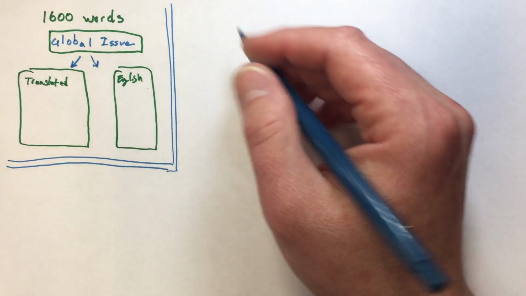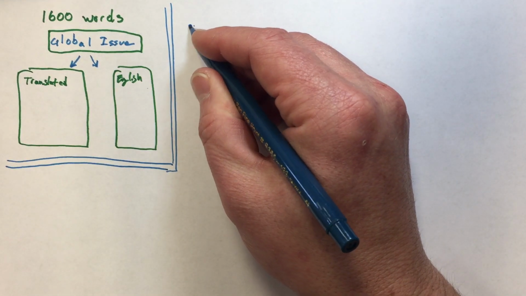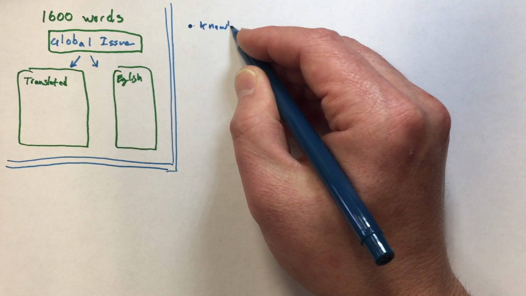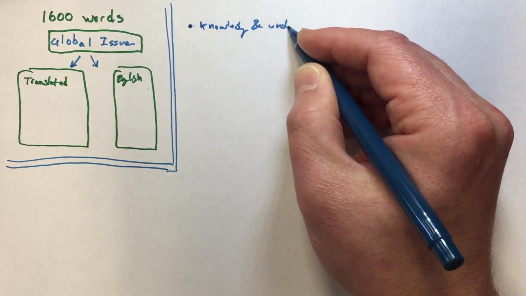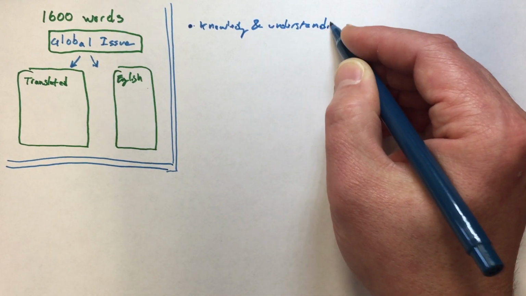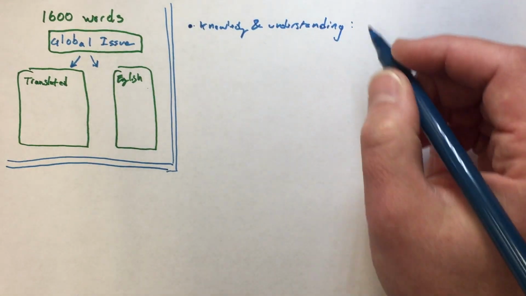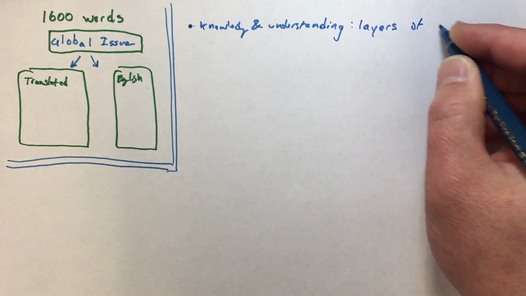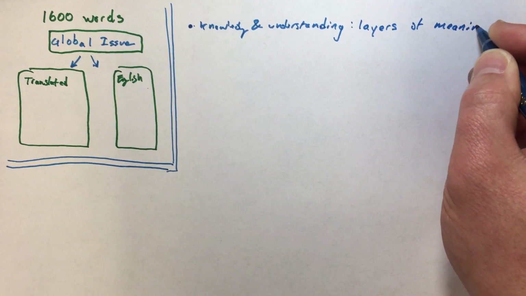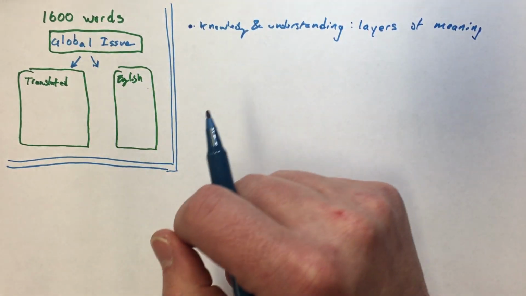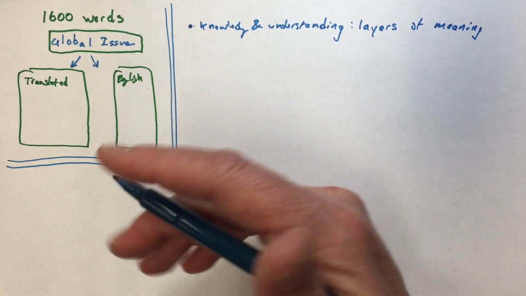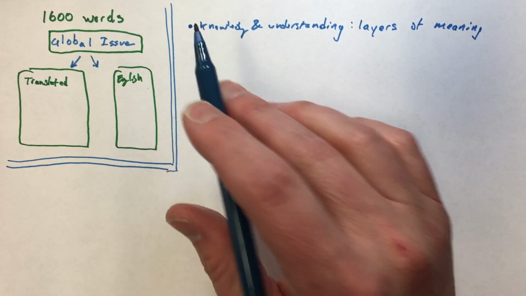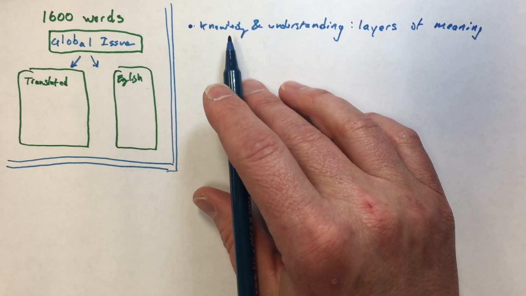Well, in your oral, you are going to be demonstrating knowledge and understanding. When I think of it in the context of IB literature, knowledge and understanding really means layers of meaning. It means that you have interpreted whatever meaning is implied, what is there, thematically, conceptually. Knowledge and understanding: layers of meaning.